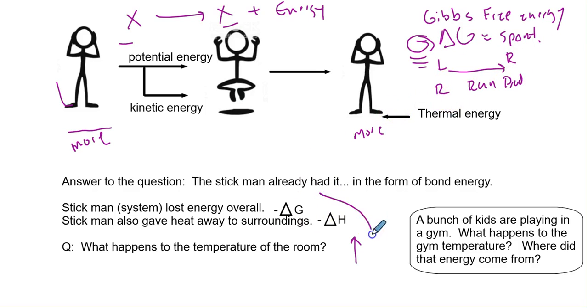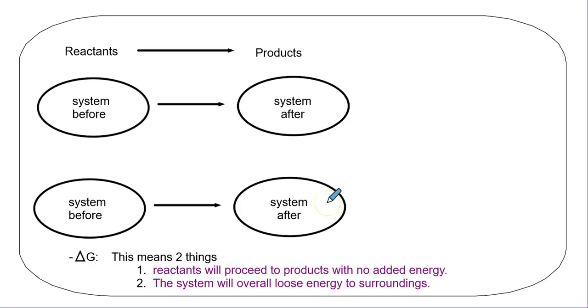Again, this analogy, negative G, means it's running. It's happening all by itself. Stickman gave heat energy away from surroundings, that would be exothermic. Okay. All right, so again, reactions going to products.